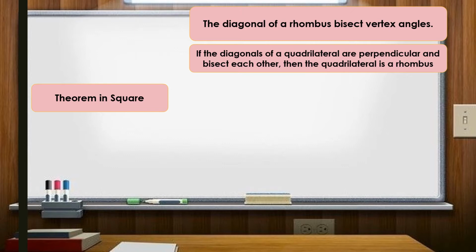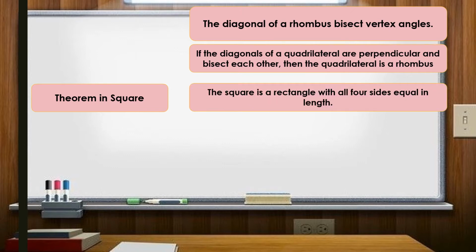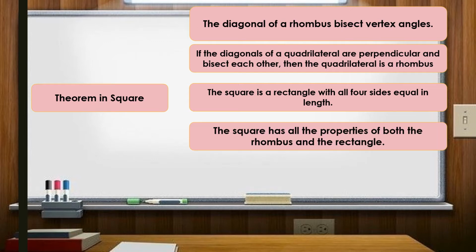How about the theorems in square? First one is the square is a rectangle with all four sides equal in length. So, all the sides of the square are equal. Next, the square has all properties of both rhombus and rectangle. So if you combine rhombus and rectangle, therefore that is a square.